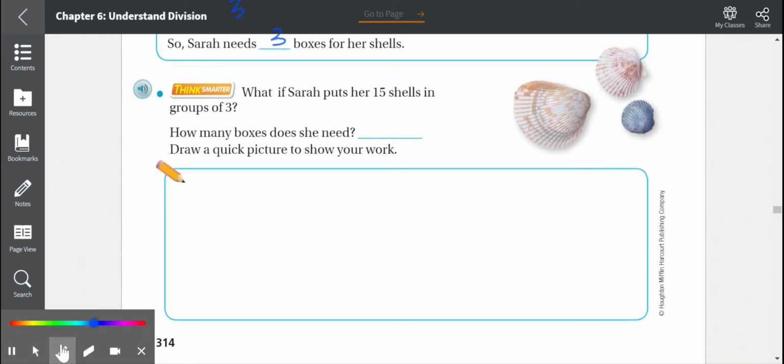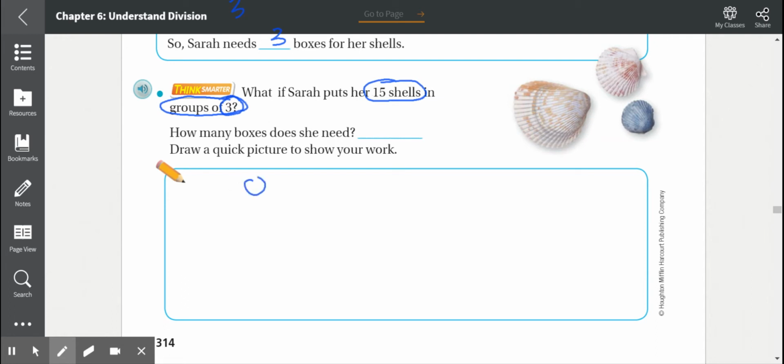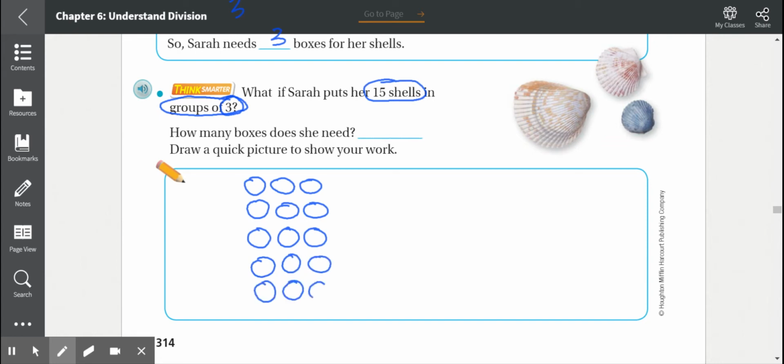Okay, let's do another one. What if Sarah put her 15 shells in groups of 3? How many boxes would she need? So now instead of putting her 15 shells in groups of 5, she's going to put them in groups of 3. So let's do the same thing, except now it's groups of 3 up to 15. So that would be 1, 2, 3, 4, 5, 6, 7, 8, 9, 10, 11, 12, 13, 14, 15.